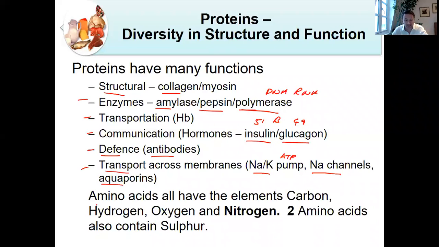Now, what they all have in common, all proteins are made of amino acids, and they're a polymer of amino acids. And all amino acids are just made of carbon, hydrogen, oxygen, nitrogen, and then two of them, which is methionine and cysteine, have sulfur in them.